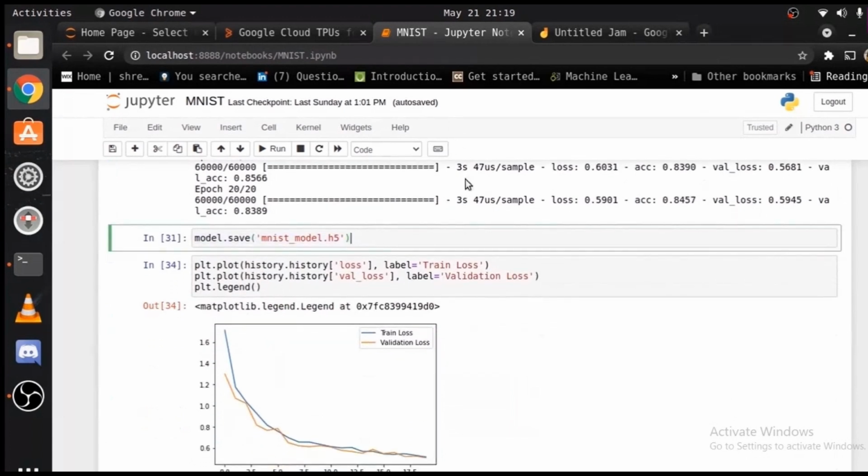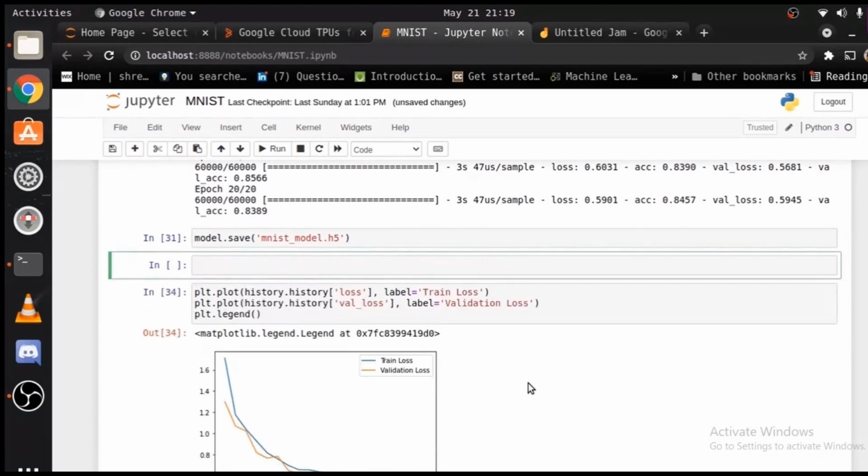So why did we save the model? This is because every time we don't want to train the model again and again. So what will happen if we save the model is this model can be loaded again and we could use the same model without training. But there were some other parts that I did not show you.